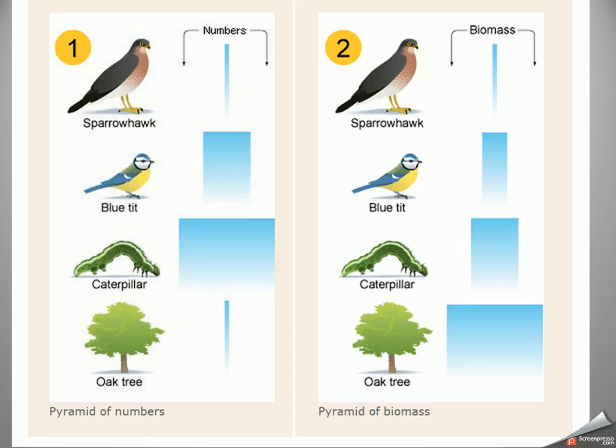Okay, and this is another reminder, showing the oak tree. This is how it would be represented with pyramid of numbers. But if you take biomass, it looks a little bit more normal.